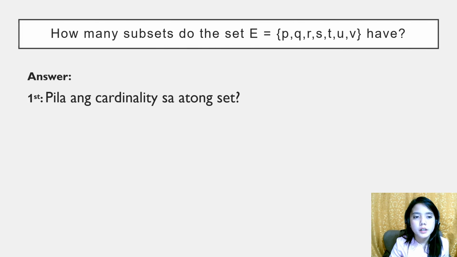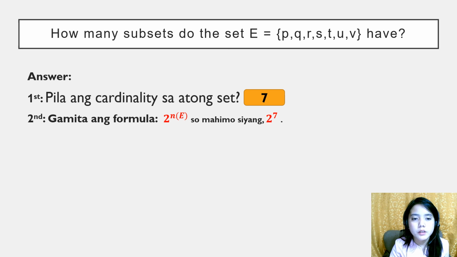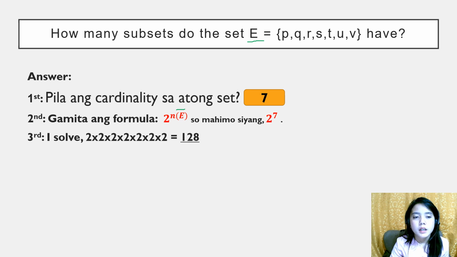Okay, answer. Pila ang cardinality sa atong set? We have 2, 4, 6, 7. Okay, next. Gamiton ng formula. Okay, again, E atong gigamit diri because E ang ato ang set. Okay, so mahimo man siya 2 raised to 7. And then, how do we solve that one? 2 times 2 times 2 times 2 times 2 times 2.